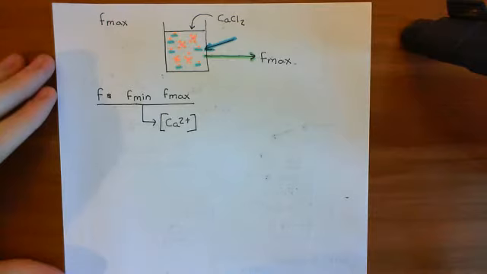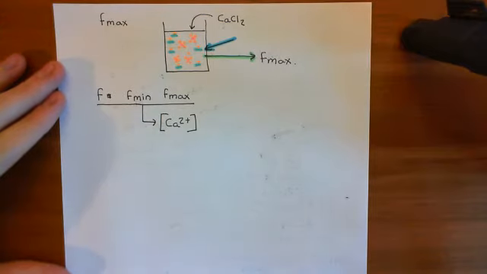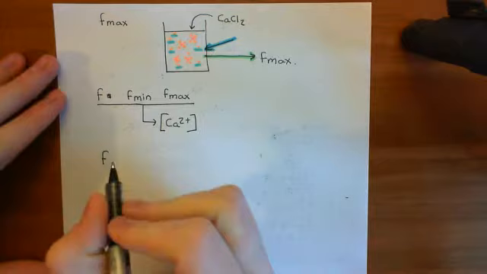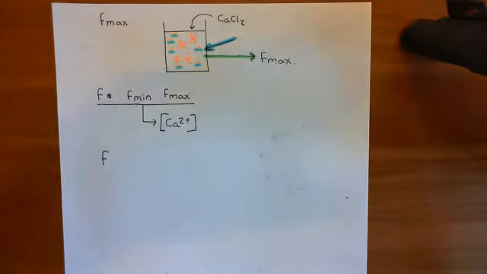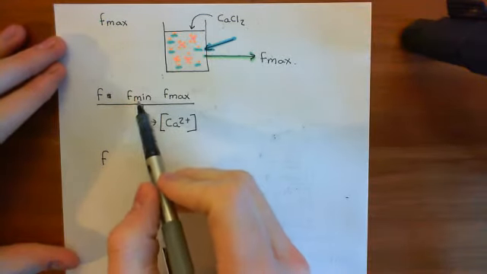Now my claim is that we can now work out what the free concentration of calcium is. So firstly, let's see if we can write F, the fluorescence of the calcium solution when you've just added the Fluo-4, so no BAPTA and no extra calcium has been added yet, in terms of Fmin and Fmax.